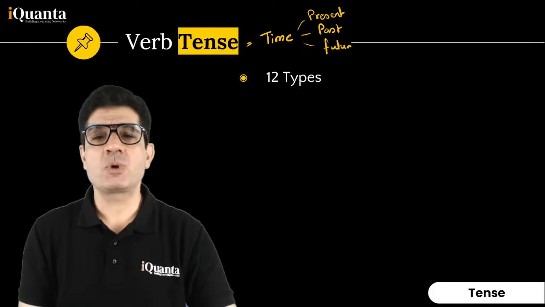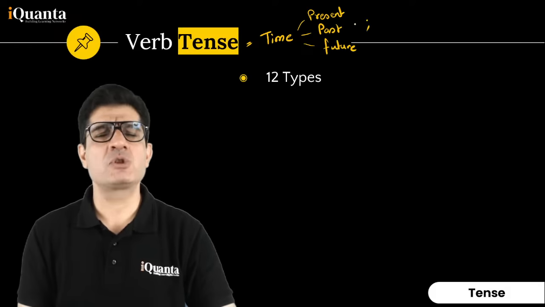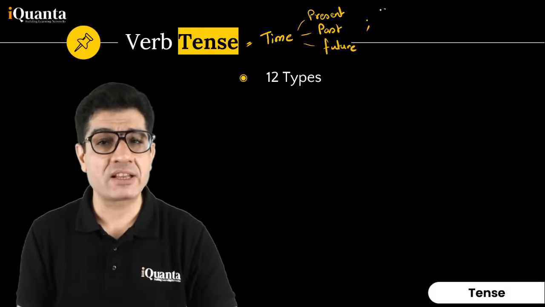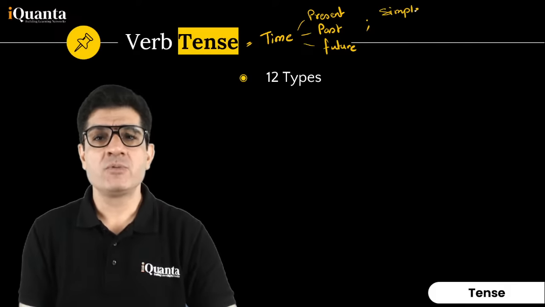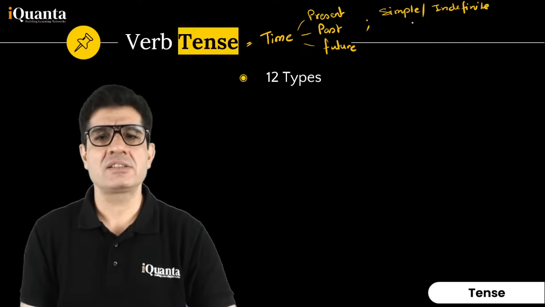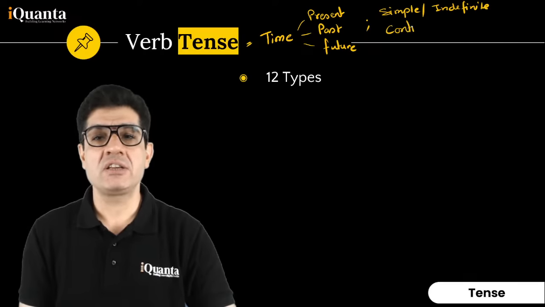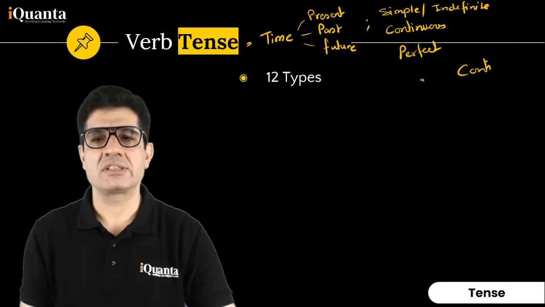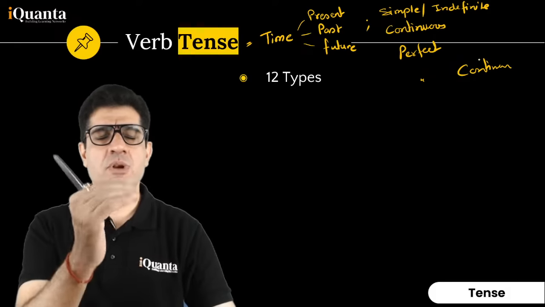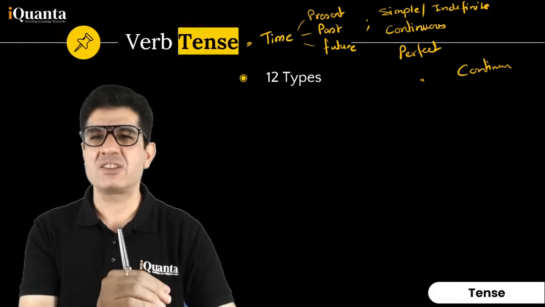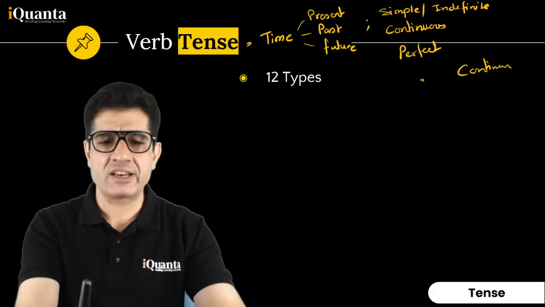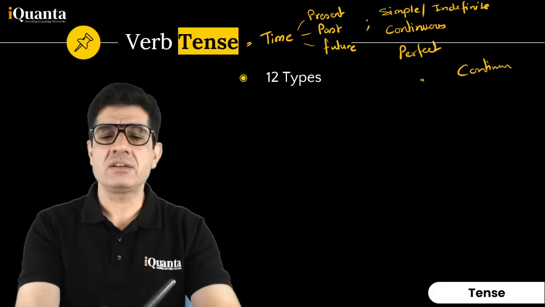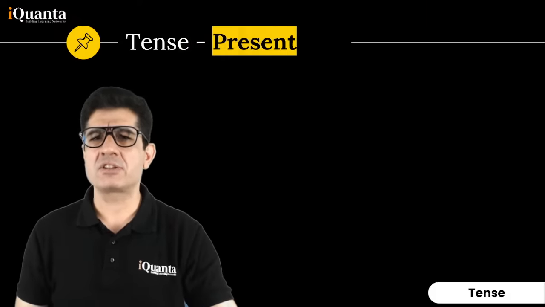And now each one of these 3 types of time is further divided into 4 subcategories. Which 4 subcategories? You can have simple or indefinite tense. You can have continuous. Then you have perfect, and you have perfect continuous. So 3 types of time, each one of those further divided into 4 subcategories or 4 aspects as we call it technically, and that makes it 12 categories. Okay, so what are those 12 categories?